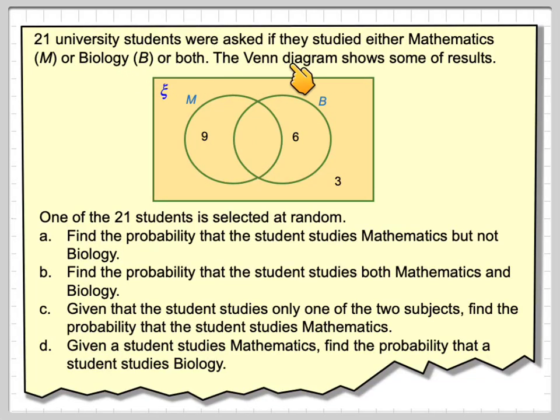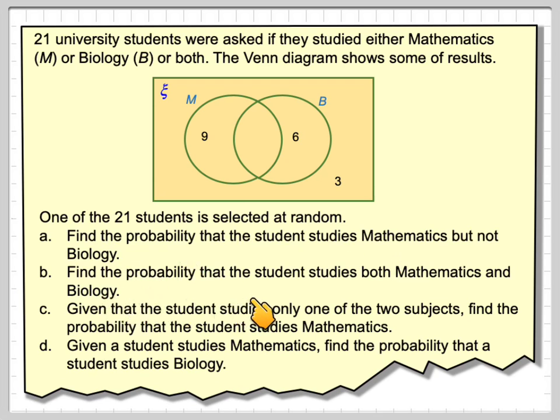21 students were asked if they studied either Mathematics M or Biology B or both. The Venn diagram shows some of the results. One of the 21 students is selected at random. Find the probability that the student studies mathematics but not biology.